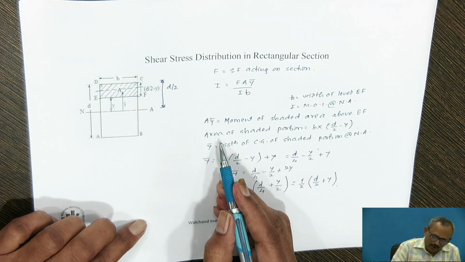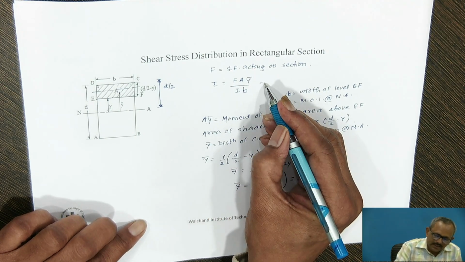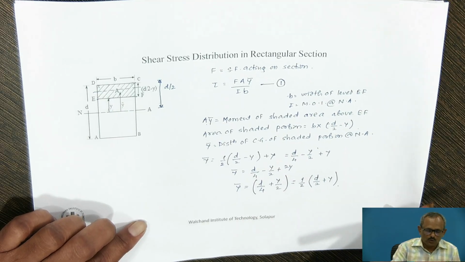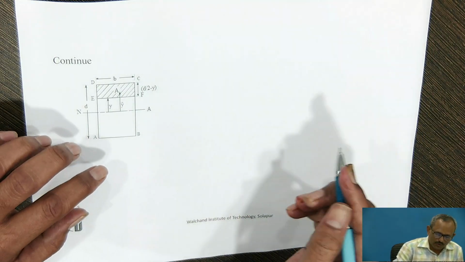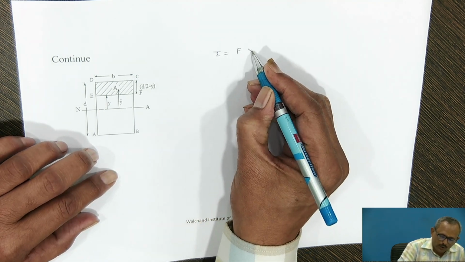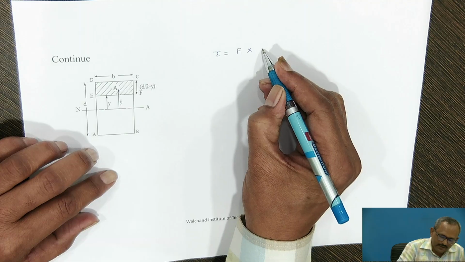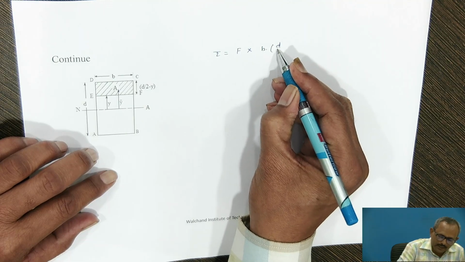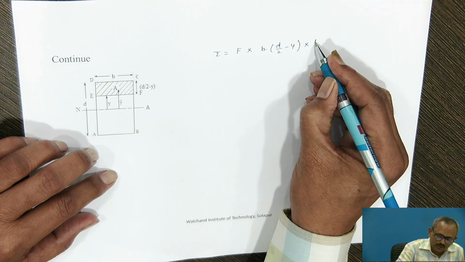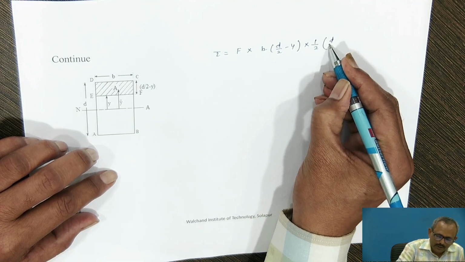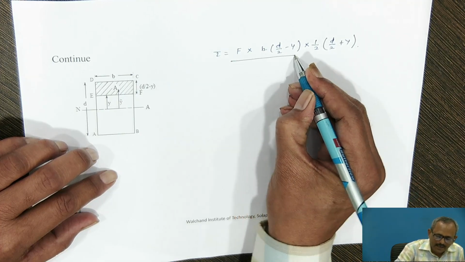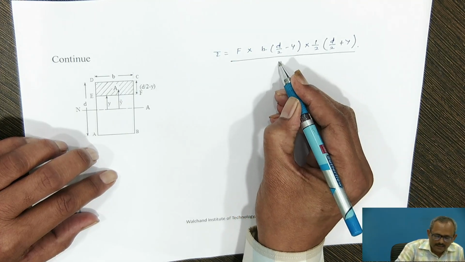So putting the value of A into y bar in this particular equation number 1, tau is equal to F into the area which we have calculated, B into d by 2 minus y, into y bar, which is 1 upon 2 into d by 2 plus y, divided by I into B.